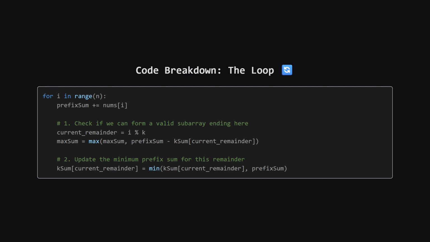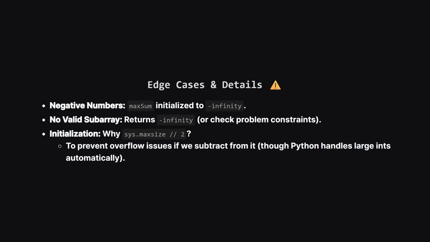Step 2 is simply updating the tracker. If our current running total is smaller than what's already in the ksum slot, we save it. This ensures future checks find the smallest possible value to subtract. A couple of quick notes on edge cases. First, our list might contain negative numbers, so the maximum sum could be negative.